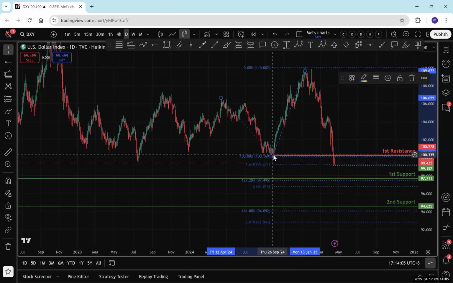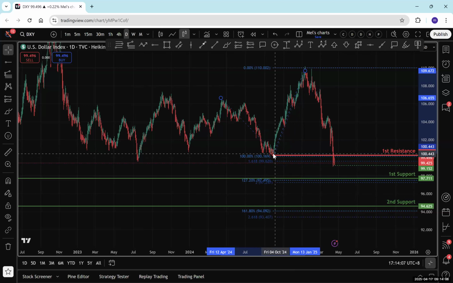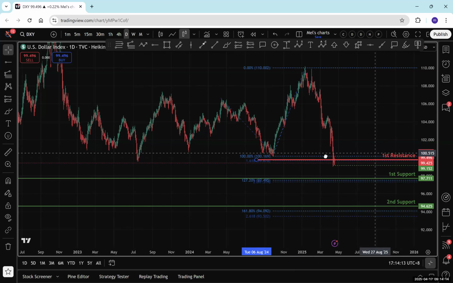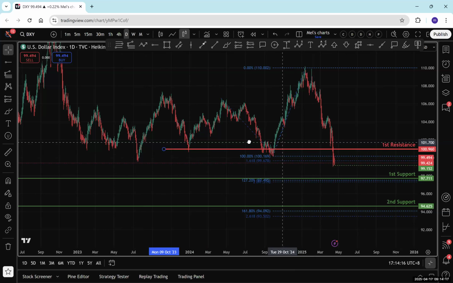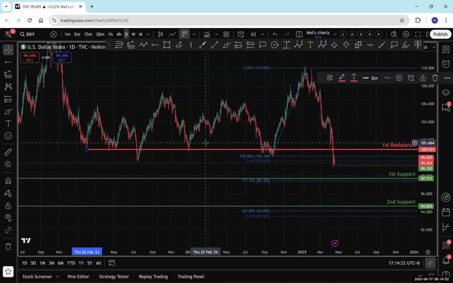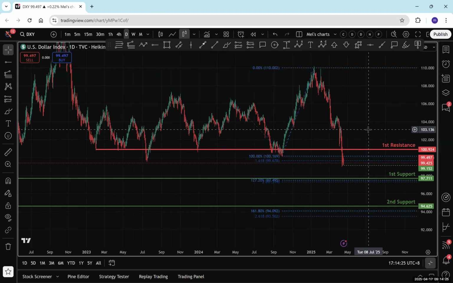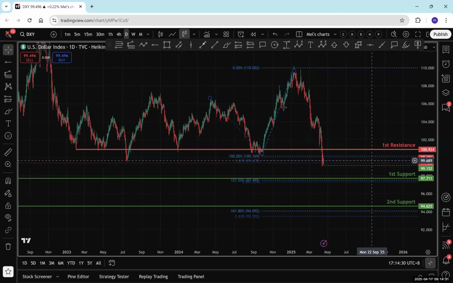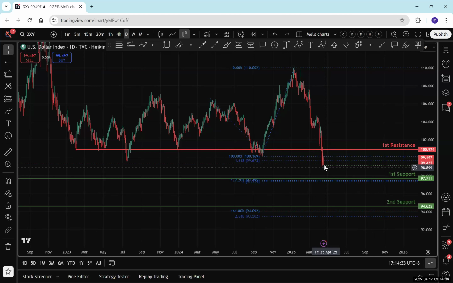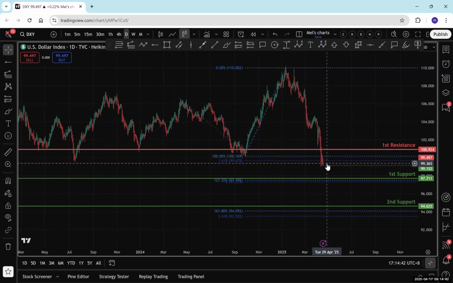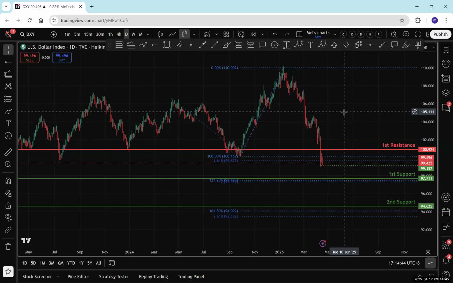Actually, for my first support, I might move it a little bit higher, so that we give price a bit of room to breathe, and we don't get stopped out immediately because we might see a little bit of reversal over here. I think right now you can already see price kind of reacting off of this support level a little bit. So you're just giving it some room to move around.